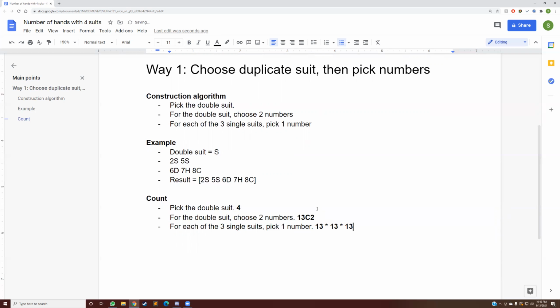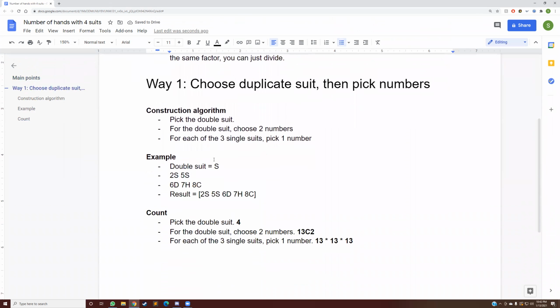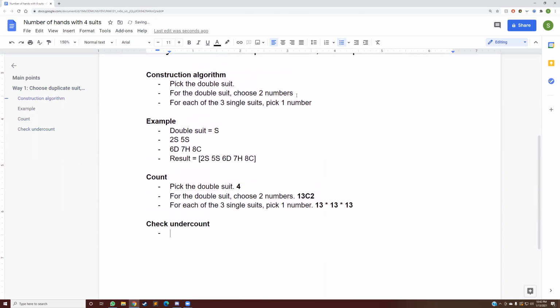Right. So notice that even to reach this step correctly, there was some confusion, and that's why it's important to go through many examples and for the same problem solve it in many different ways until we're sure. Okay, but yeah, we have just counted the different ways of running this construction algorithm, and now according to our steps, first we have to check for undercount. So the question is, with this algorithm, are you able to produce all valid hands?